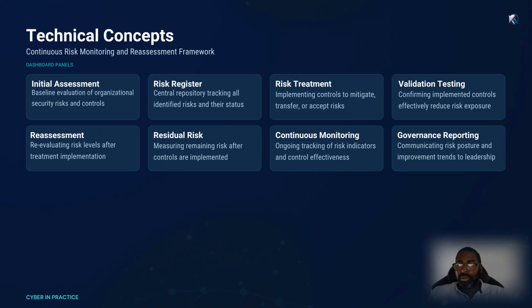Let's look at the technical framework and dashboard panels we'll use to track this. We start with the initial assessment in our risk register, apply a risk treatment, and perform validation testing. We then measure residual risk, maintain continuous monitoring, and use governance reporting to share trends with leadership.